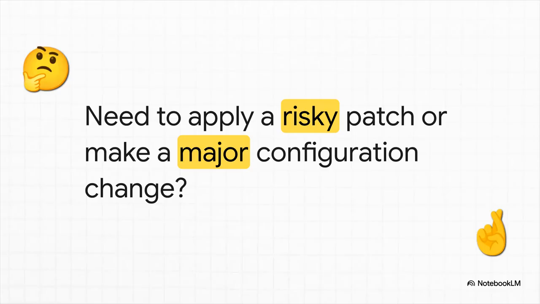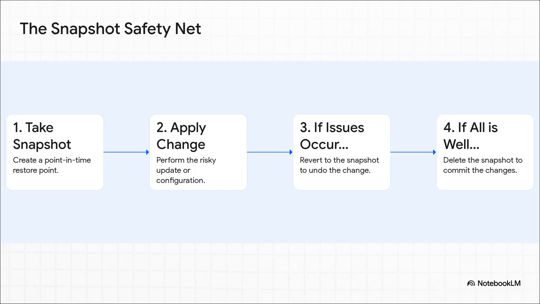Here's a situation I know you've been in. You need to apply a patch to a critical production VM. You're pretty sure it'll be fine, but there's that little voice in the back of your head. What if it's not? How do you protect yourself? The answer is this simple 4-step safety dance.